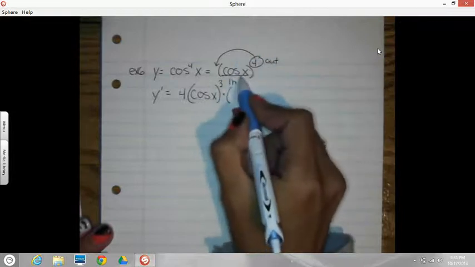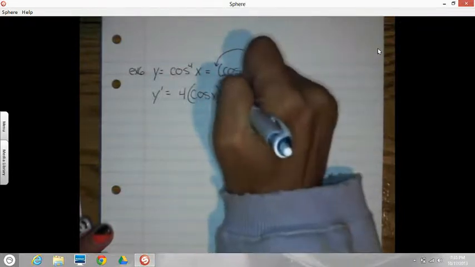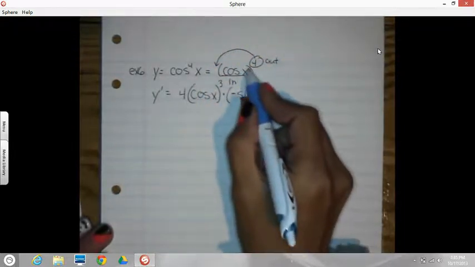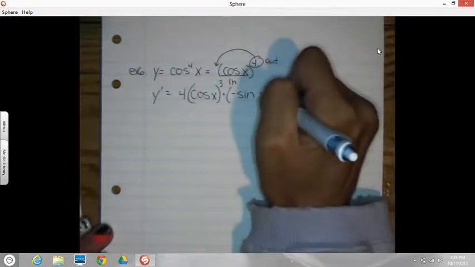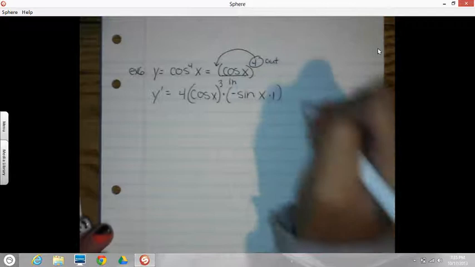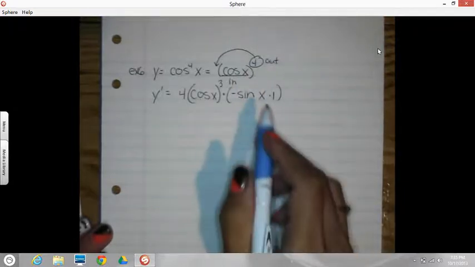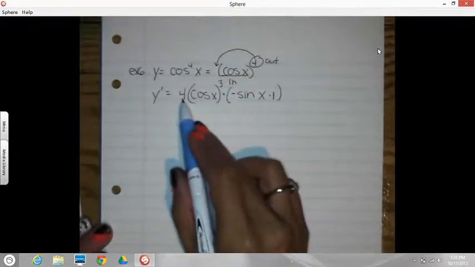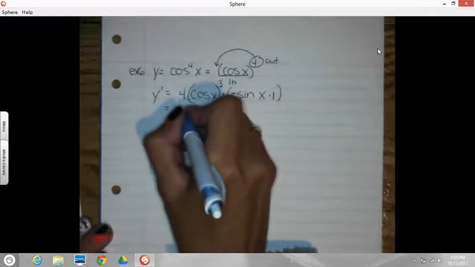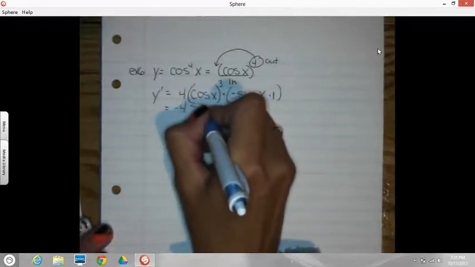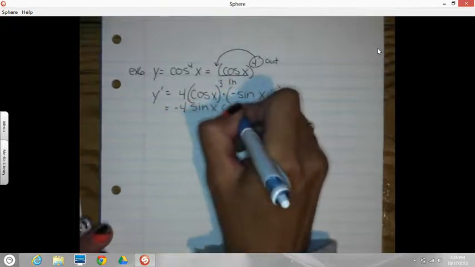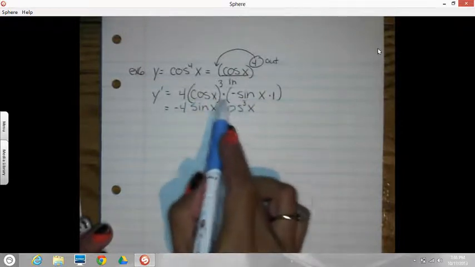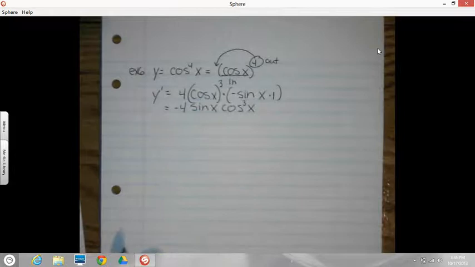The inside is just cosine x. The derivative of cosine is a negative sine x times the derivative of the angle. The derivative of x is just 1, so I don't really need that, but I'll get in the habit of making myself look there. So we're going to float this to the front. I've got a negative that's going to get multiplied by the 4. So negative 4 sine x cosine cubed x. It's okay to leave it with parentheses, or you can throw them out and put the cube back here. I don't care. They're the same thing.